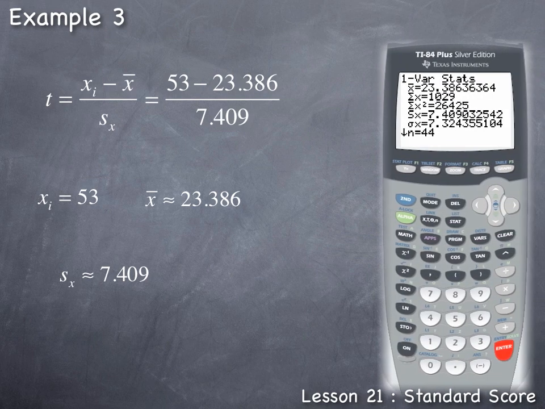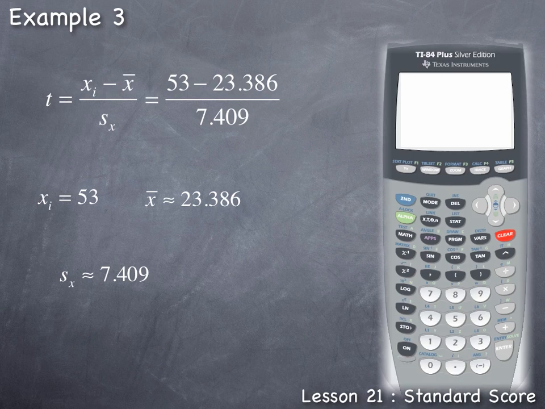Now we can calculate the standard score for the 53-year-old student by pressing left parenthesis, 53, subtract the mean age of 23.386 years, close parenthesis, divide the numerator by the standard deviation, 7.409. Enter. This gives us a standard score result of 3.997030638.